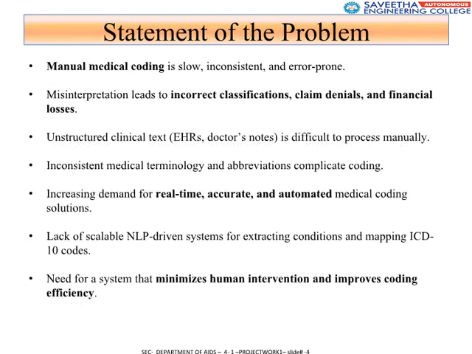Manual medical coding is slow, inconsistent, and error-prone. Misinterpretation leads to incorrect classifications, claim denials, and financial losses. Unstructured clinical text (EHRs, doctor's notes) is difficult to process manually. Inconsistent medical terminology and abbreviations complicate coding.